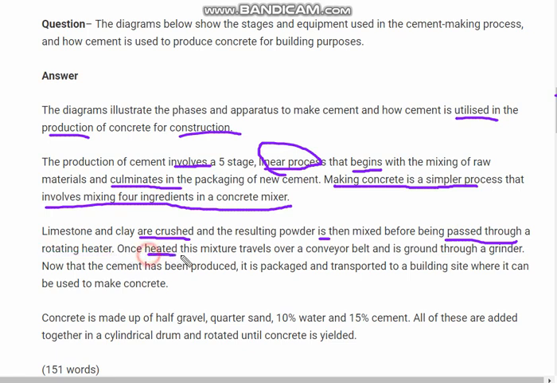Once heated, this mixture travels over a conveyor belt and is ground through a grinder. Now that the cement has been produced, better be careful with the grammar again, it is packaged and transported to a building site where it can be used to make concrete. And then, okay, yielded.